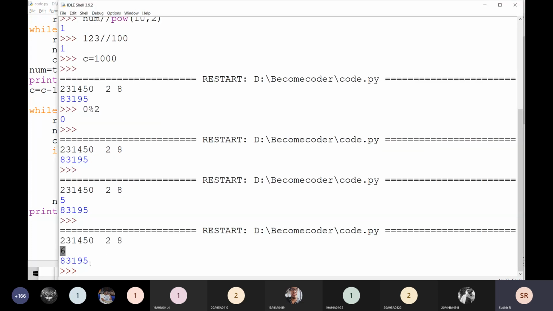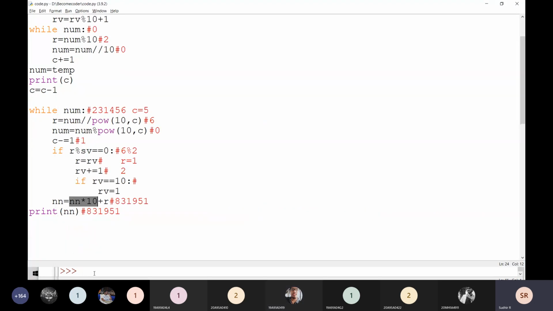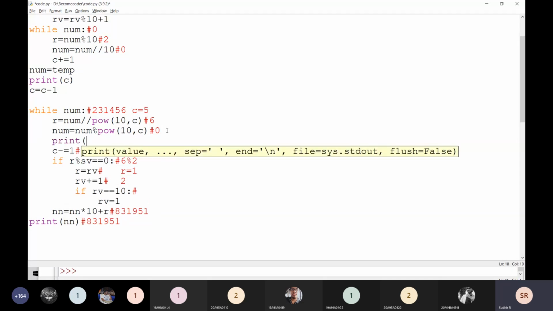For example, 123 into 10 plus 0, is the 0 coming or not? Is it coming or not? Yes, sir. The main problem is here the number becomes 0. I will show you where the error is going to be.